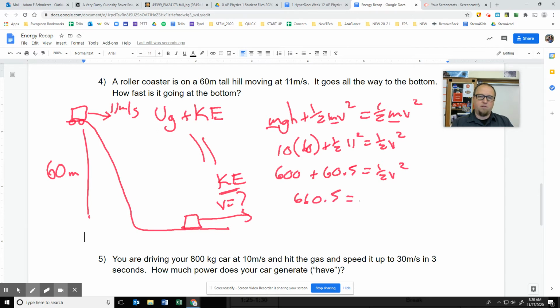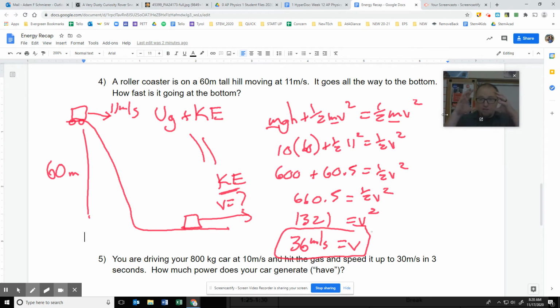660.5 equals 1/2 of v squared. To get v squared, times 2, so it's 1321. And to get my v at the end, I square root. I get 36. Pretty fast. It's about 70 miles an hour.